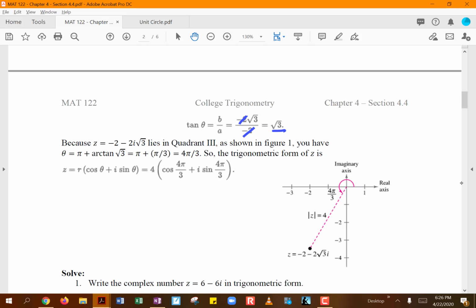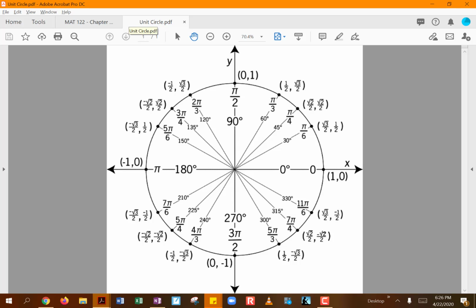So if this is going to be in quadrant 3, then that means we have to use theta equals pi plus arctangent square root of 3. And think about what will be the value of arctangent of square root of 3? Now, if you want, you can also use the unit circle to help you out.